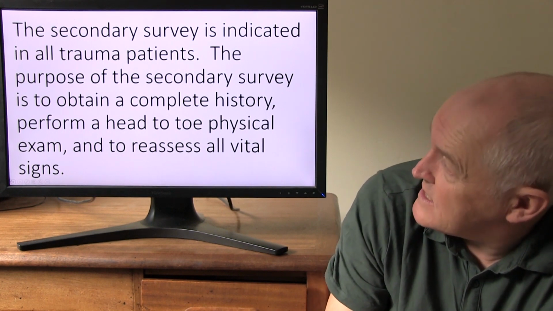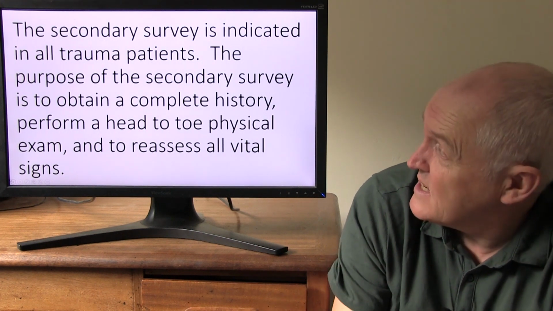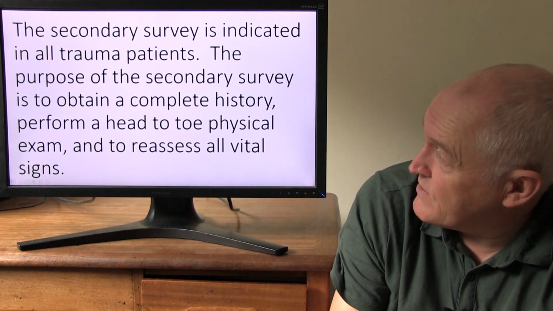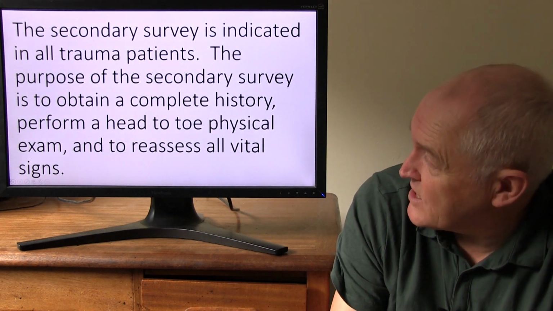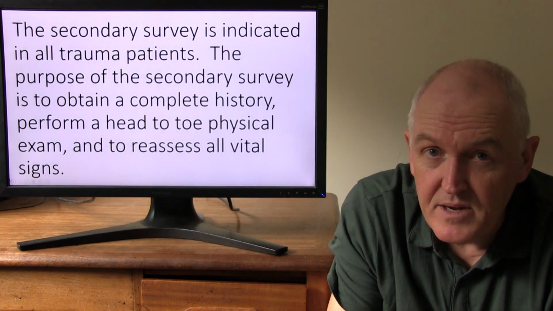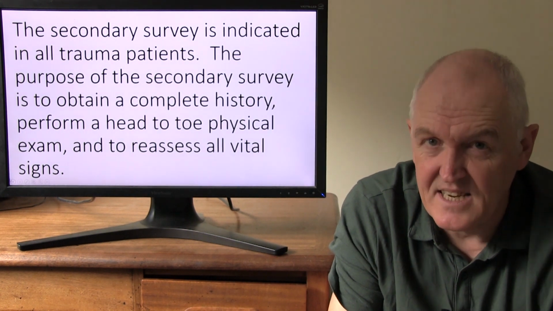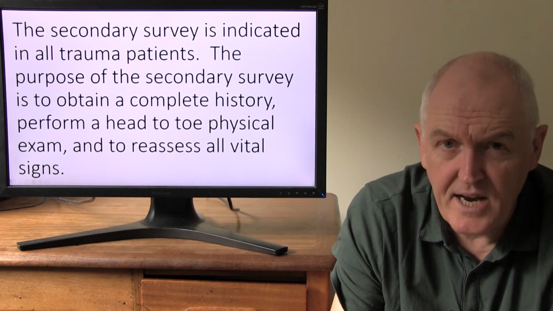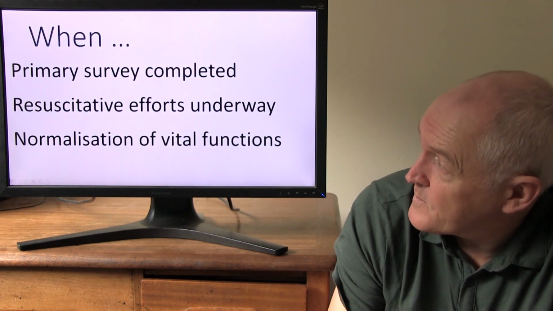The secondary survey is indicated in all trauma patients, so this is designed for trauma, but as we've said, it has many medical applications as well. And the purpose of the secondary survey is to obtain a complete history, that's the SAMPLE, perform a head-to-toe physical examination, and reassess A, B, C, D, E. So part of the secondary survey is reassessing the primary survey to make sure that nothing in the primary survey has changed. If it has, we need to go back and correct that first of all.